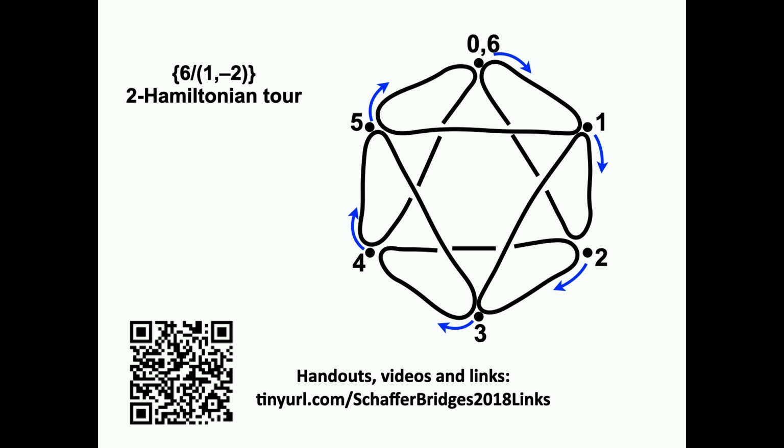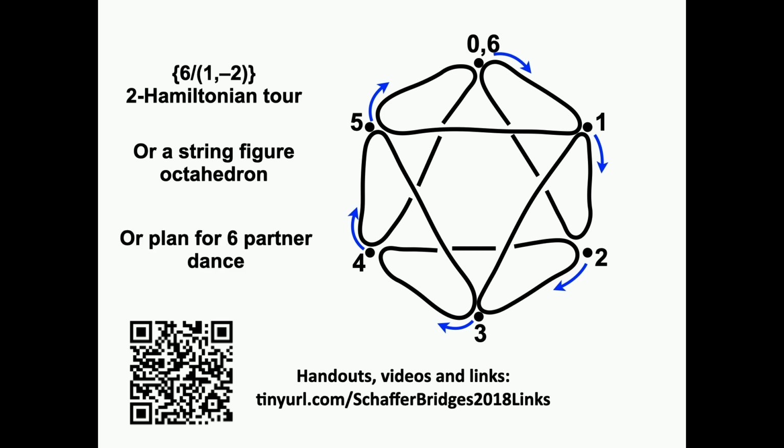Well, what if we use the same 1 forward, 2 back pattern with 6 people or 6 points? And you get this design that goes to each point twice. And it turns out that if this were a loop of string, you'd get a string figure octahedron that I showed some people last night. Or it could be a plan for 6 groups of partner dancers who move forward 1 partner, then back 2, and so forth.